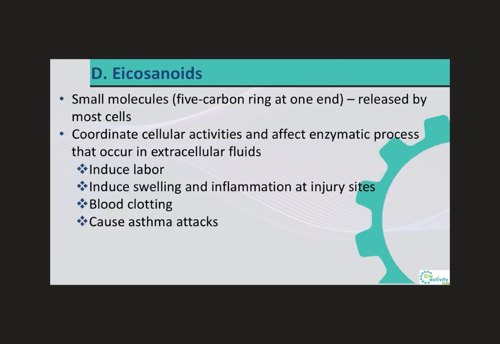Last, we have the icosanoids, which are small molecules which have a 5-carbon ring at one end, and they're going to be released by most body cells. There are multiple subfamilies of icosanoids. These will include most prominently the prostaglandins, which you may have heard of, thromboxanes, leukotrienes, lipoxins, and others, but you don't really have to pay attention to the subfamilies of icosanoids. I just need you to know that the main function of these compounds is to coordinate cellular activities and also affect certain enzymatic processes, such as the ones listed here that will occur in extracellular fluids.